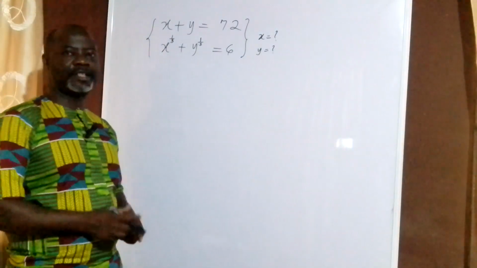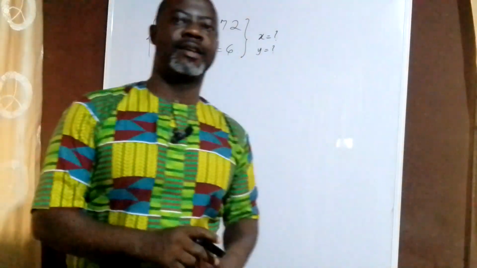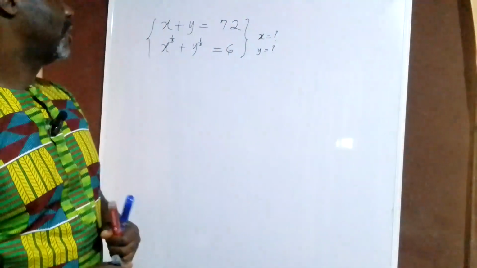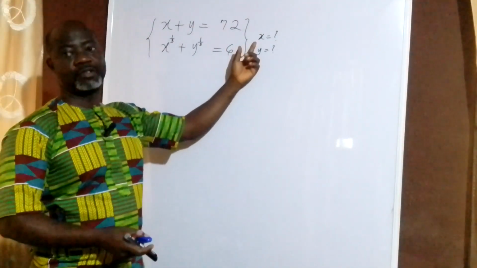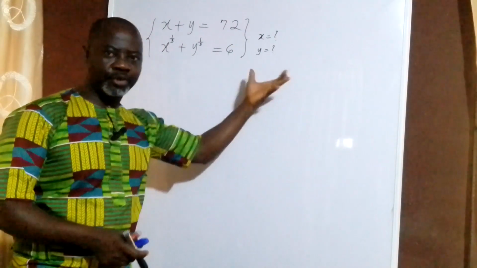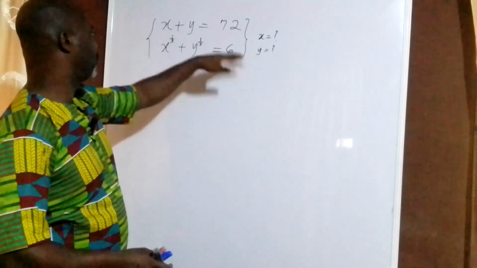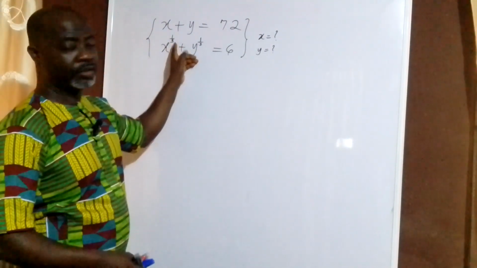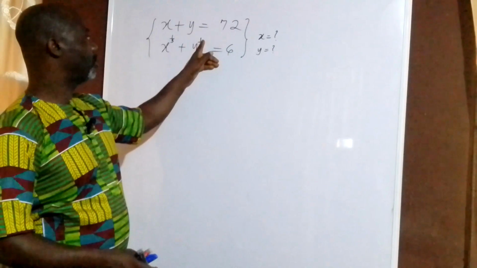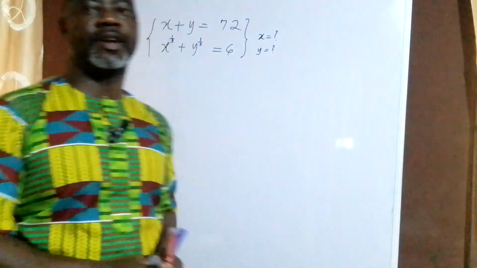Today we have an Olympiad Math Algebra challenge on the board, and we are going to look at what will be the value of x and y, their possible values. The question is x plus y equal to 72, and x to the power of 1/3 plus y to the power of 1/3 equal to 6. So how do we face or solve this kind of question?